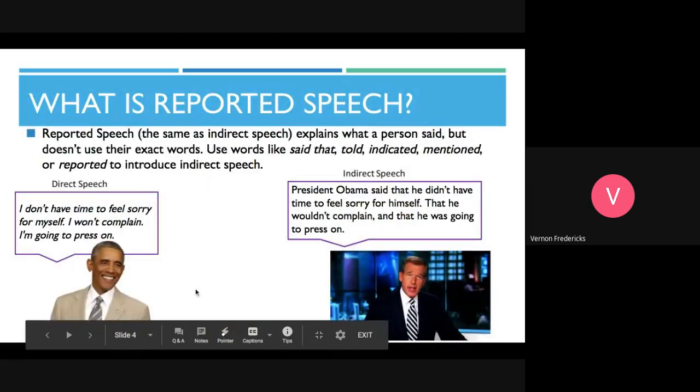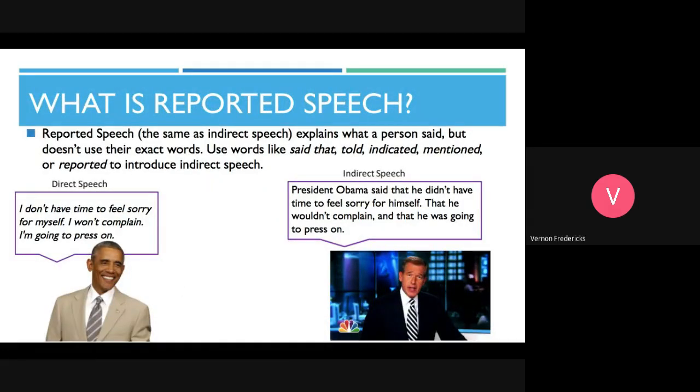Okay, so what is reported speech? Reported speech is the same as indirect speech. So indirect speech and reported speech are the same. It explains what the person said, but doesn't use the exact words. Use words like said that, told, indicated, mentioned, or reported to introduce indirect speech.